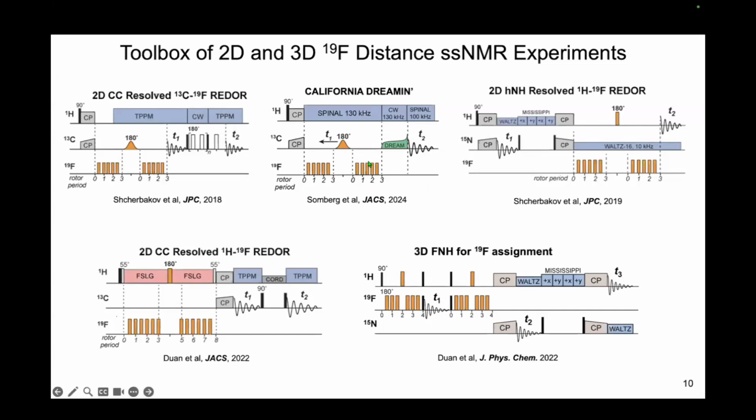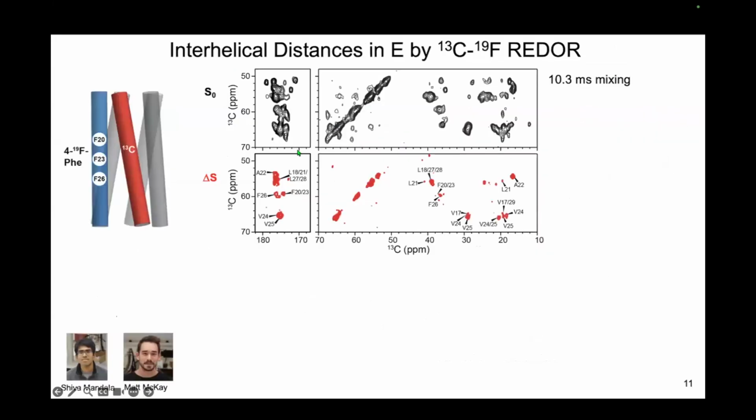So without going into details, I'll just say that in the last 5 or 6 years, my group has developed a whole toolbox of two-dimensional and three-dimensional fluorine-involved distance NMR methods that can allow us to measure to about 1 to 2 nanometer range. These involve both carbon-fluorine as well as proton-fluorine distances. The reason that there are 2D and 3D experiments is because we would like to measure many distances at the same time relatively quickly. And so let me just illustrate our workflow using the SARS-CoV-2 problem as a practical example.